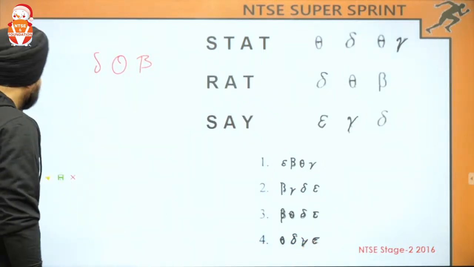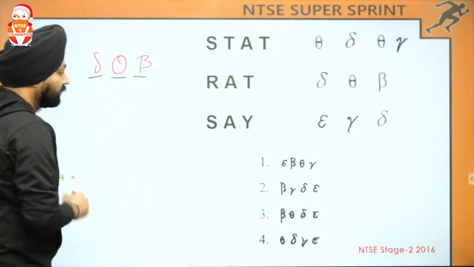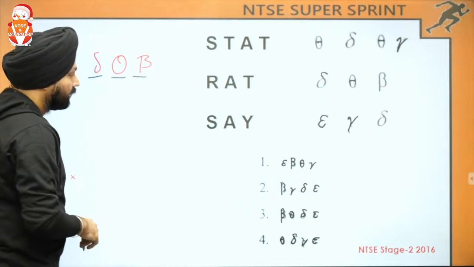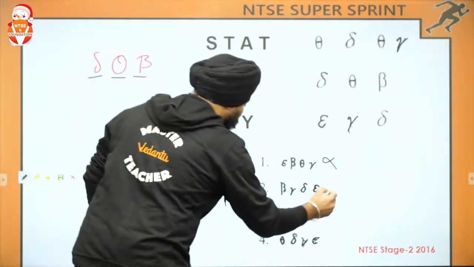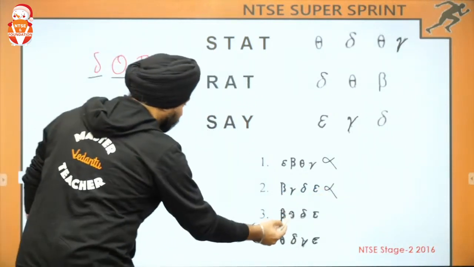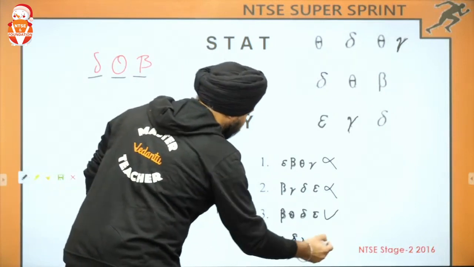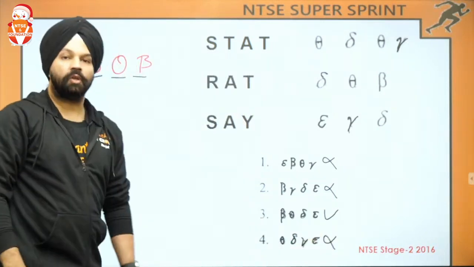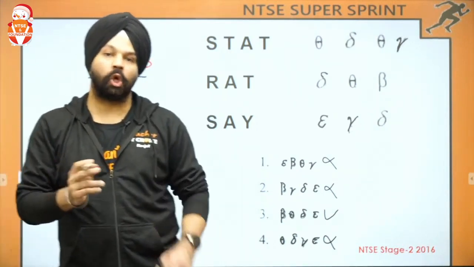Now what was our search? Our search was on delta, theta and beta. Well, there is no delta in this option. There is no theta in this option. Delta, theta, beta, that is there. Then delta, theta, no beta is there. That means the answer to the question is directly the third option.